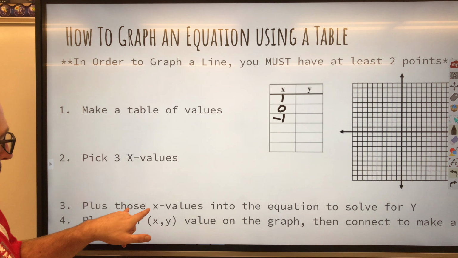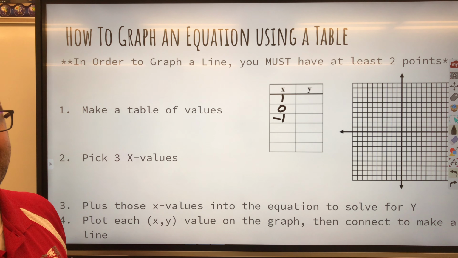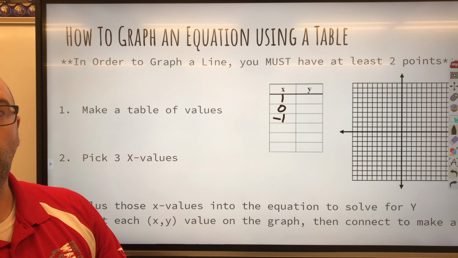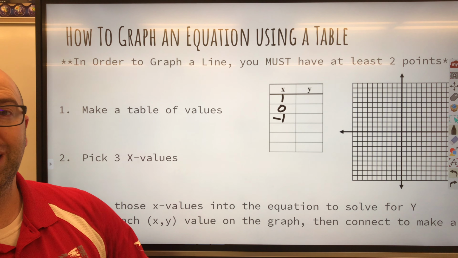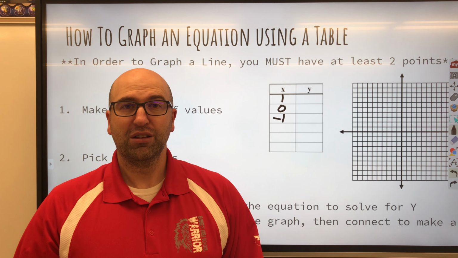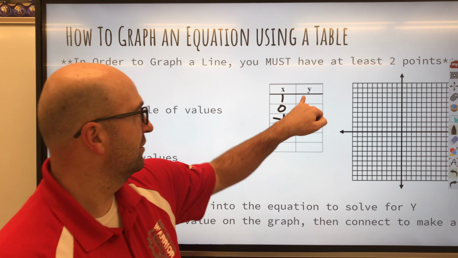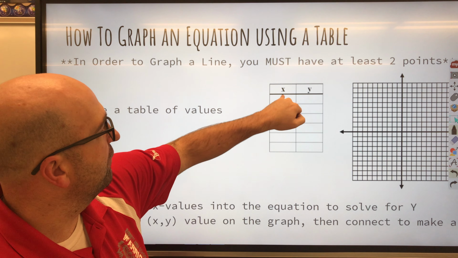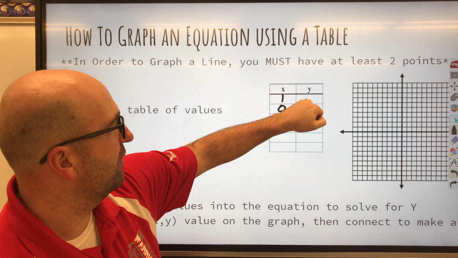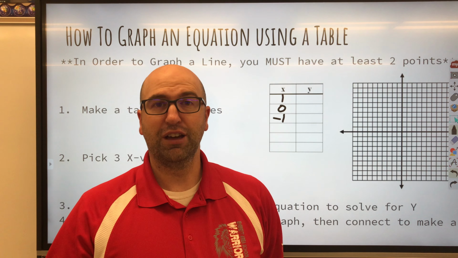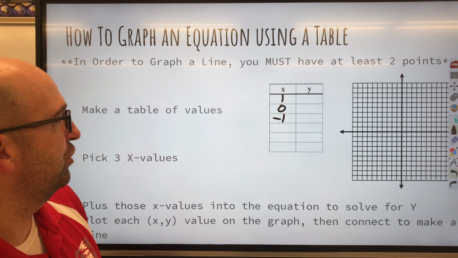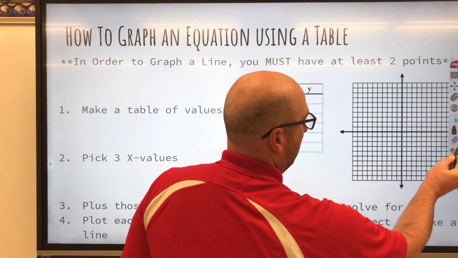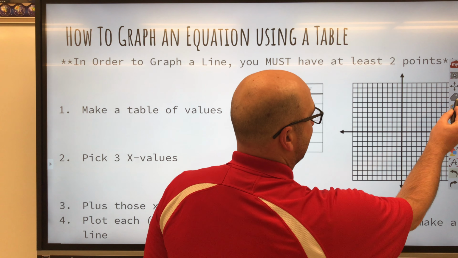So what you would do is you would plug those X values into that linear equation, solve that linear equation, and you're going to be left with Y. And once you find out what the Y value is, you put it here. And so you'd have your first point, your X value, Y value, your first coordinate pair that you can graph. And you would do the same with these X values as well. So let's put that into action.